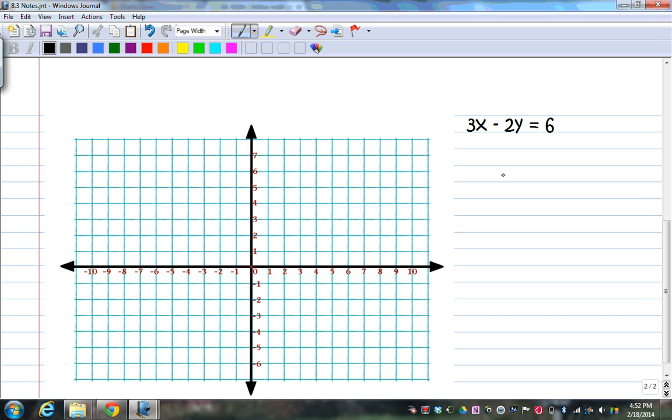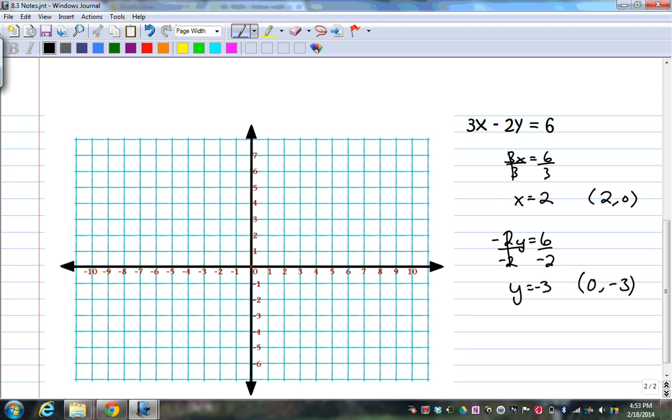So this whole term would disappear, leaving me with 3x equals 6. Divide by 3, and x is equal to 2. So in other words, I would have (2, 0) for a point. And then to find the y-intercept, I would set the x value to 0. So this first term would be wiped out, and I would have negative 2y is equal to 6. Divide by negative 2 on both sides, and y is equal to negative 3. So I would have 0 for x and negative 3 for y.